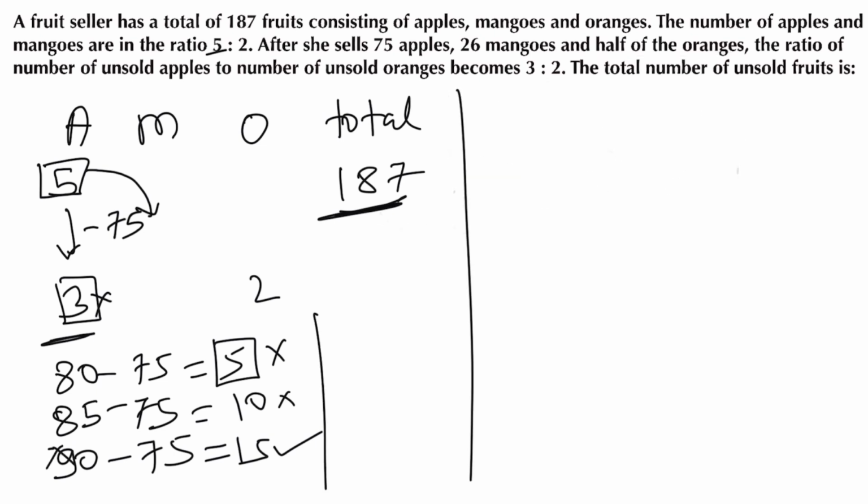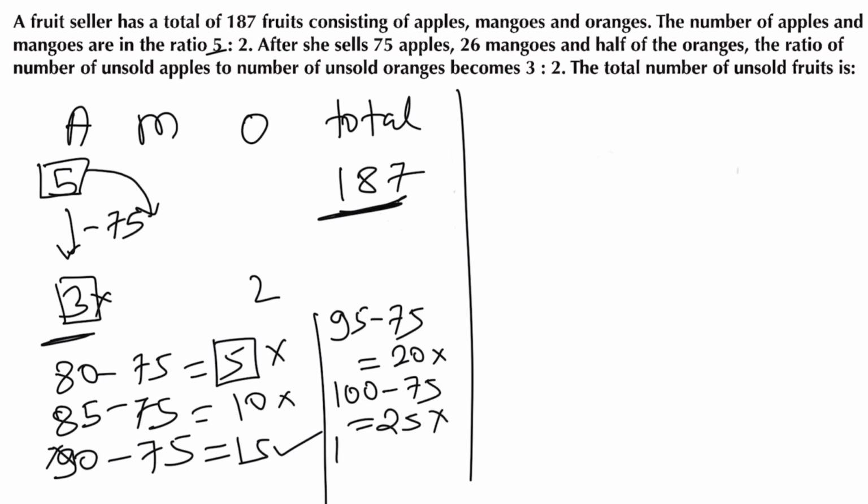And now going by the same approach, guys, let's assume the number of apples as the next multiple of 5, that is 95. 95 minus 75 is 20, which is not a multiple of 3, ruled out. Next multiple of 5 is 100, minus 75 is 25, not a multiple of 3, ruled out. Next number is 105, minus 75 is 30, yes, a multiple of 3.